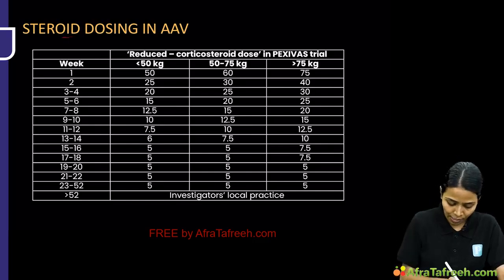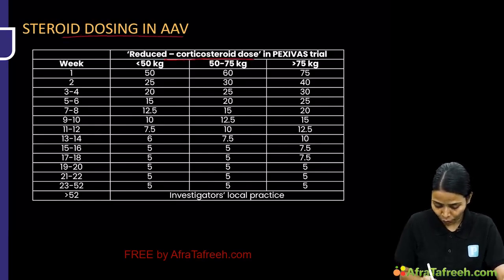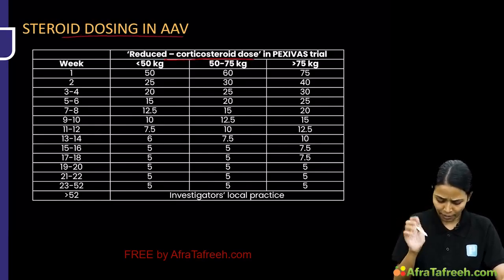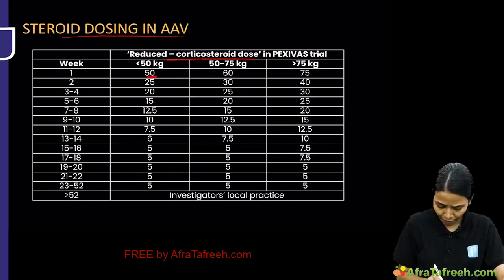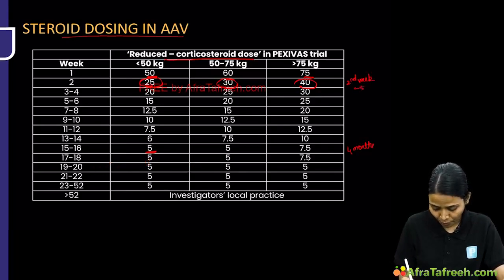Okay. Now, this is the steroid dosing in ANCA-associated vasculitis. This is a reduced steroid dose. Okay. Here you don't have to remember anything. Just the first week you're going to give a high dose, 50, 60, 75. The second week you're going to step down to half of its dose. Then you keep on tapering till you reach 5 mg at 4 months. Okay. So, important things you have to remember is at 4 months you reach 5 mg. In the second week, you step down by 50%, okay.